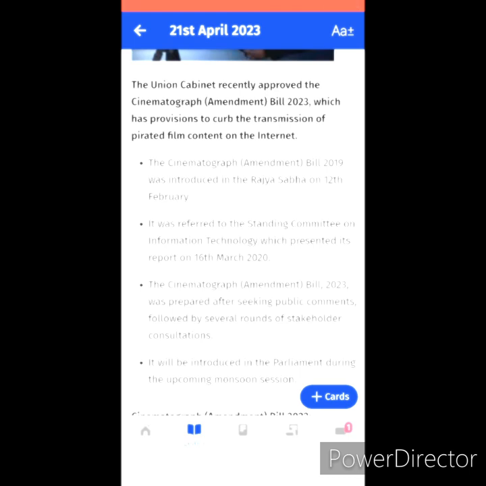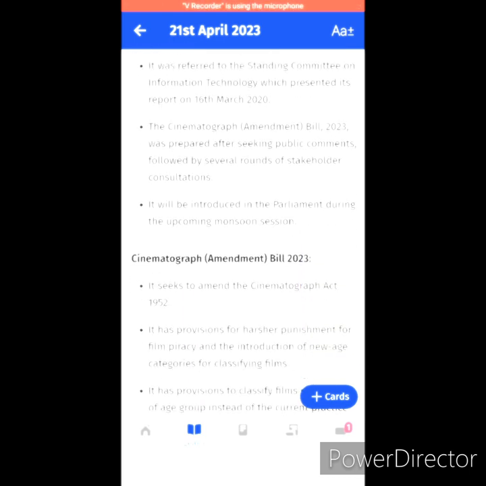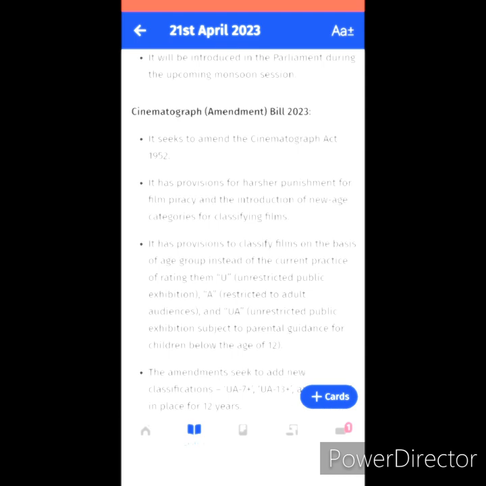content on the Internet. The Cinematograph Amendment Bill Act of 2019 was introduced in Rajya Sabha on 12th of February. It was referred to the Standing Committee on Information Technology, which presented its report on 16th of March 2020. The Cinematograph Amendment Bill 2023 was prepared after seeking public comments, followed by several rounds of stakeholder consultations. It will be introduced in the Parliament during the upcoming monsoon session.